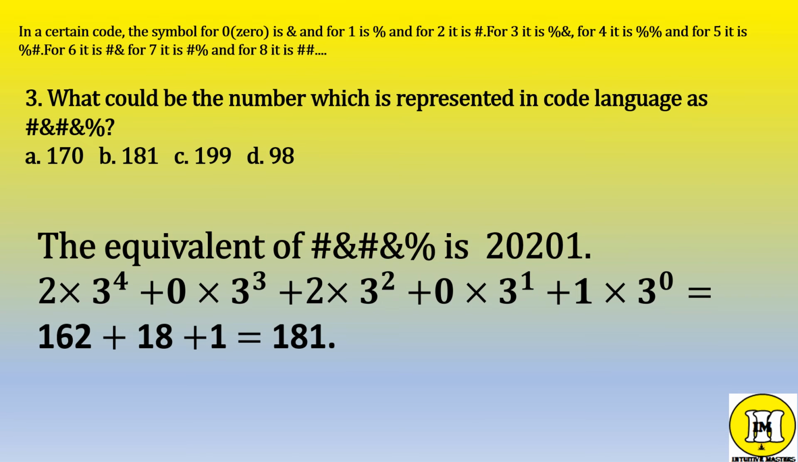The equivalent of hashtag and % is 20201. 2 multiplied by 3 to the power of 4 plus 0 multiplied by 3 to the power of 3 plus 2 multiplied by 3 to the power of 2 plus 0 multiplied by 3 to the power of 1 plus 1 multiplied by 3 to the power of 0 equals 162 plus 18 plus 1 equals 181.